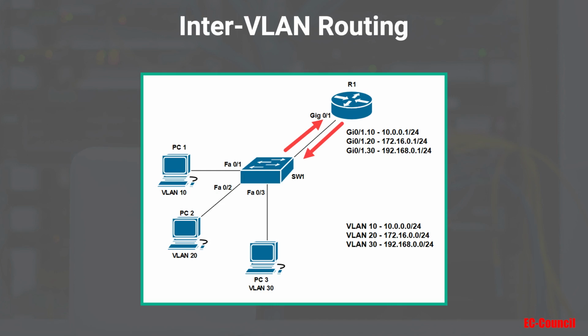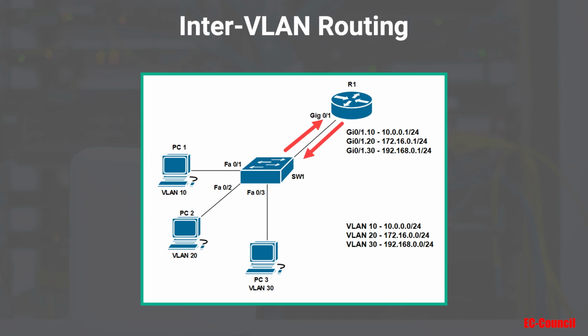So let's say, for example, that PC1 has an IP address of 10.0.0.3. If PC1 wants to communicate with another network, PC1 will require a default gateway. And in this case, GigabitEthernet 0/1.10 will be the default gateway for all devices that belong to VLAN 10. Likewise for VLAN 20 and VLAN 30. So let's say PC1 wants to communicate with PC2, how will the traffic flow? This is what will happen.